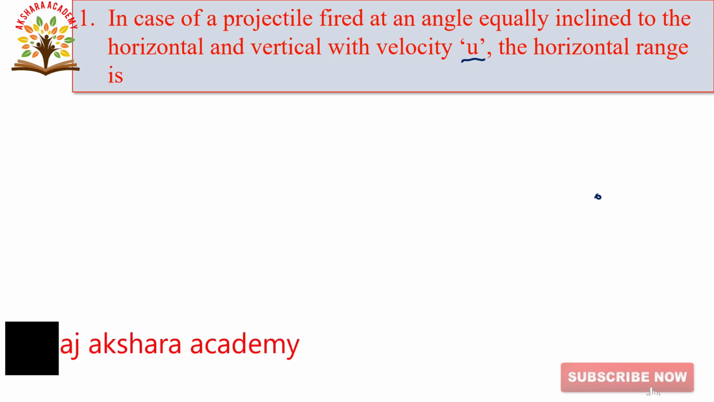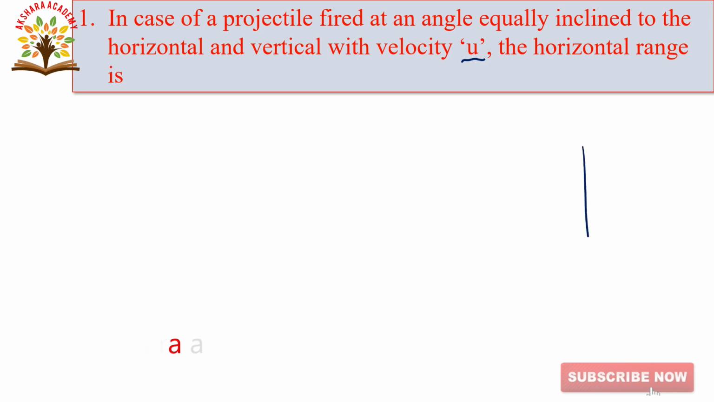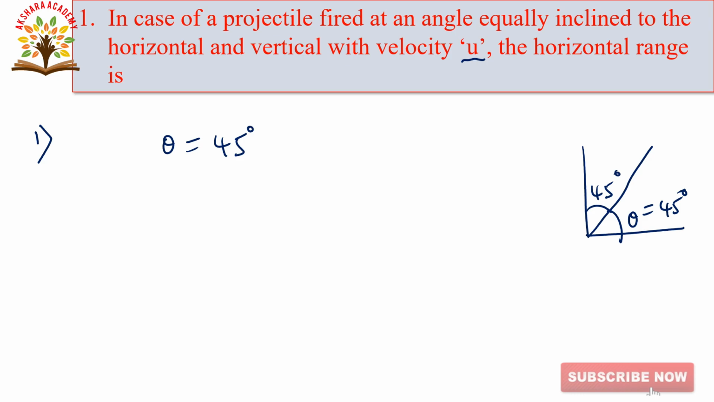Here we are making them equal. In this question they have given equal angles. Here theta is 45 degrees and here also theta is 45 degrees. Both angles are the same. So first, theta is equal to 45 degrees.